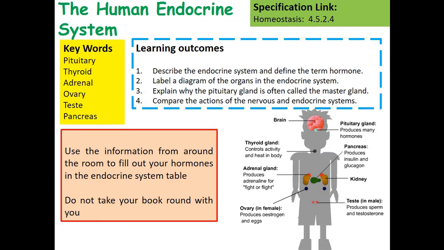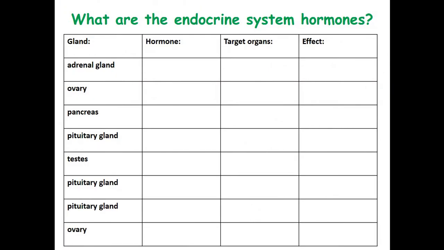Okay, on to the key part of today, which is to produce this table, which is looking at specific hormones, the target organs they have their effect on, and what that effect is. So you're going to need probably a full page actually, so you can turn your book landscape and draw this into your books ready for the next few slides.